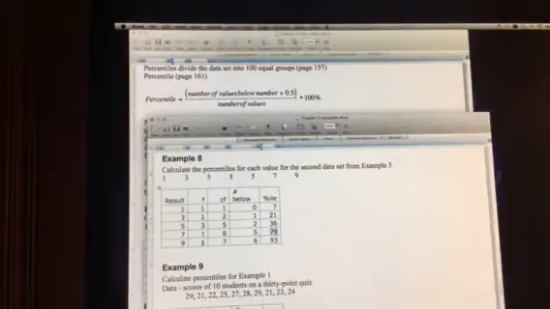And then finally, the person who scored a 9, 6 people did worse than they did, all 6 of the other people. So in this case, 6 plus 0.5 is 6.5 divided by 7 times 100 is 92.85. So they're in the 93rd percentile.